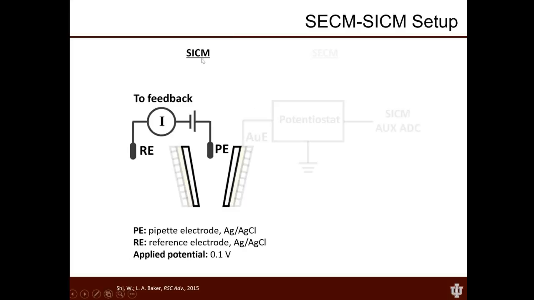The first thing that we do is we hook up the SICM part. Okay, the SICM part makes use of essentially the central pipette barrel. It has again the pipette electrode inside, the pipette electrode outside. We're applying a potential between those two electrodes, measuring a current, and this current then is going to the feedback loop that controls the pipette position. This again is an approach-retract mode, so we're doing approach-retract scanning here, and we're applying about 100 millivolts here between these two electrodes to generate the ion current for feedback. These are silver chloride electrodes, in case you're curious.